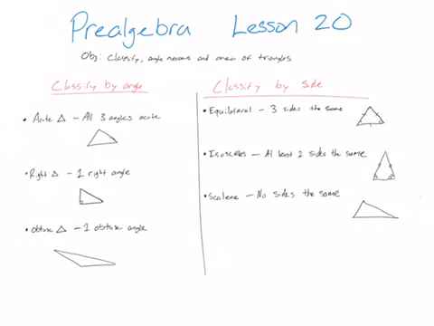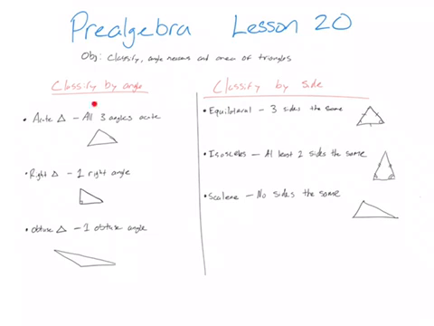Hello Prealgebra students, this is lesson 20, and in today's lesson we're going to be working with triangles, being able to classify them, find angle measures, and find the area of them. So let's start off with classifying them. There's two different ways we can classify them, either by the angle measure or by their side lengths.